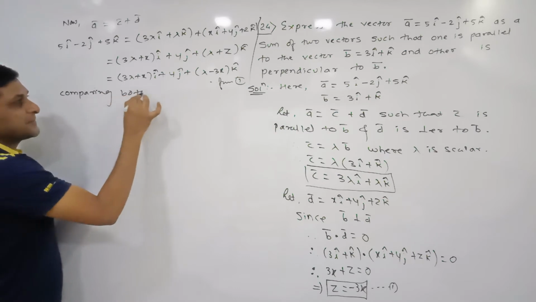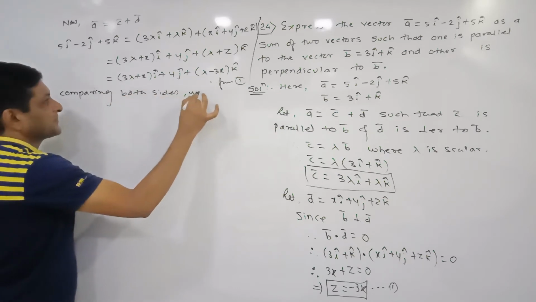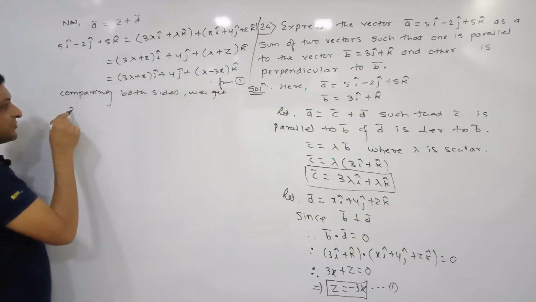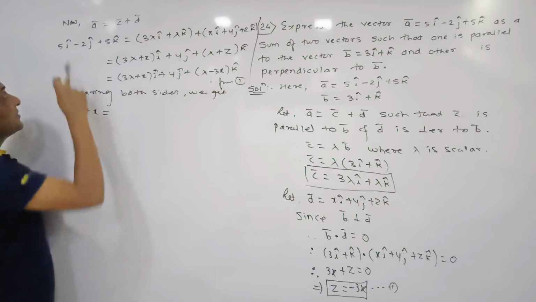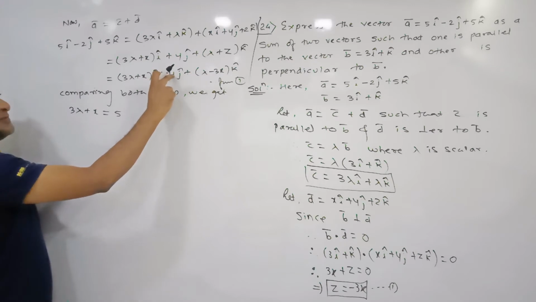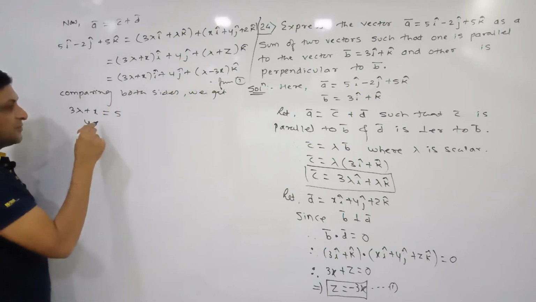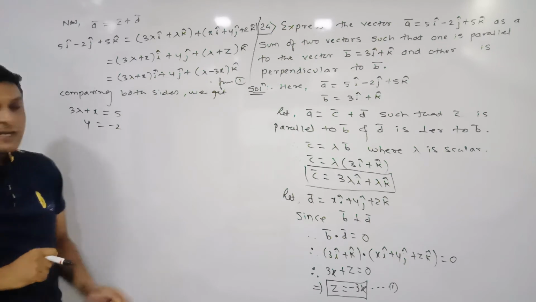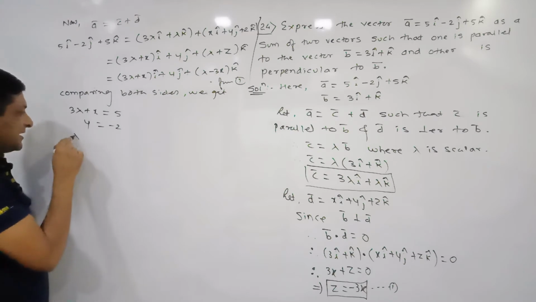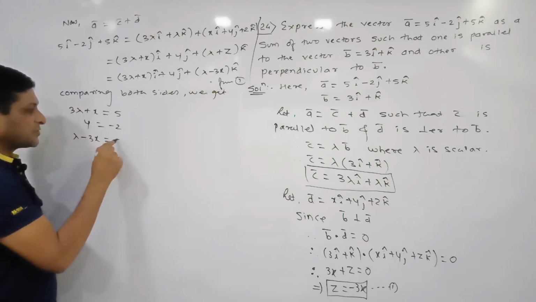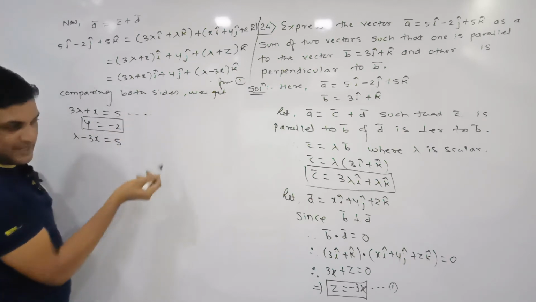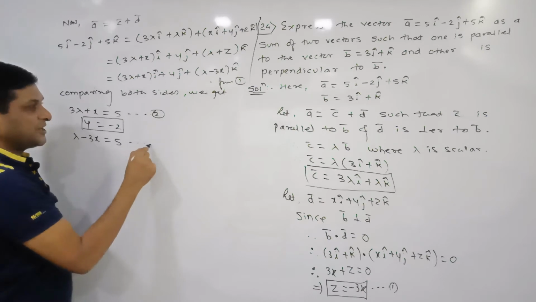Comparing both sides, we get: comparing the coefficient of i cap, 3 lambda plus x will be equal to 5. Comparing the coefficient of j cap, here the coefficient is y and here it is minus 2, so y is equal to minus 2. And lastly, comparing the coefficient of k cap, lambda minus 3x will be equal to 5. So here we have got the value of y also. Denote this equation by equation number 2 and this by equation number 3.